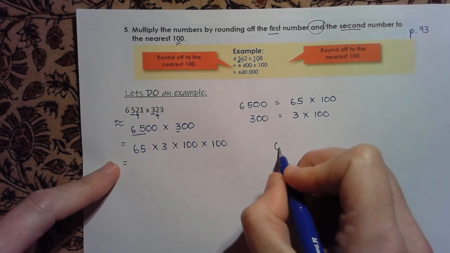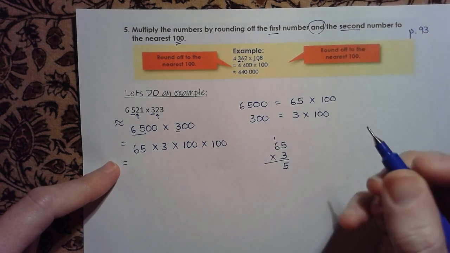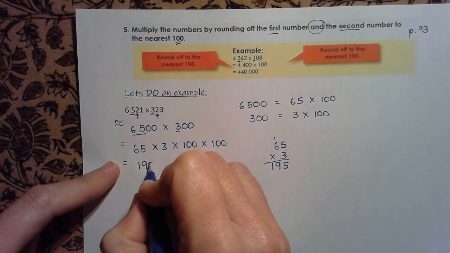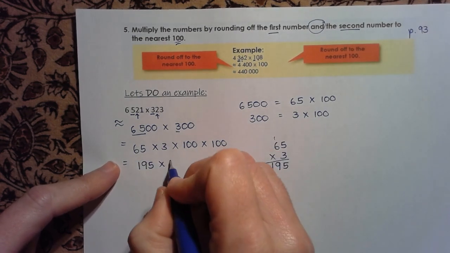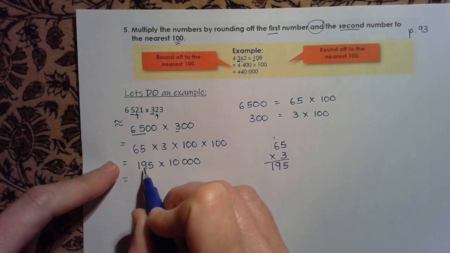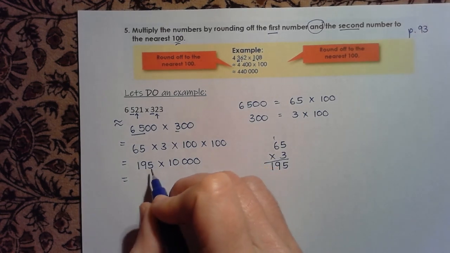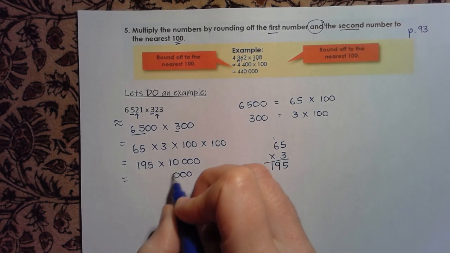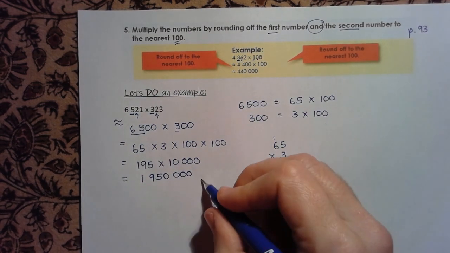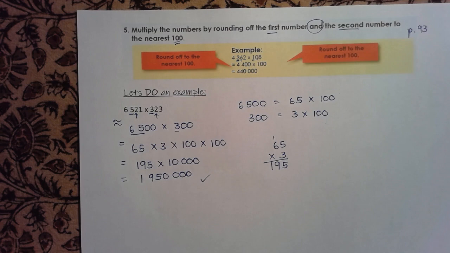Then calculate on the side 65 times 3. So 5 times 3 is 15, and 3 times 6 is 18, plus 1 is 19. So that is 195 times, and 100 times 100 equals 10,000. So then my answer will have 195 times 1 is the same, and we're going to add on the numbers at the end. So you're going to have 4 zeros in your answer. So it's 1, 2, 3, 4 zeros. Then you've got the 5, the 9, and the 1. So it's 1,950,000. So what did we do in this example? We rounded both numbers off to the nearest 100.